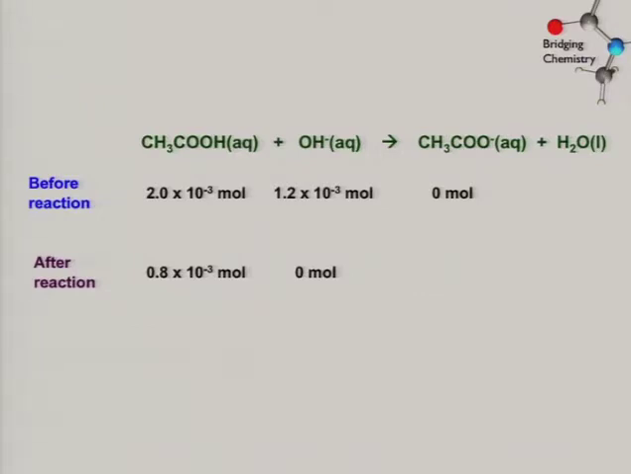And then the amount of ethanoate that's produced by the reaction will be the same as the amount of hydroxide that reacted, again because of that 1-to-1 ratio. And so if 1.2 times 10 to the minus 3 moles of hydroxide reacts, you should make 1.2 times 10 to the minus 3 moles of ethanoate as the product.